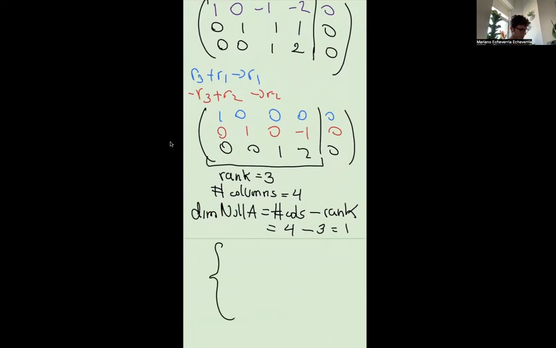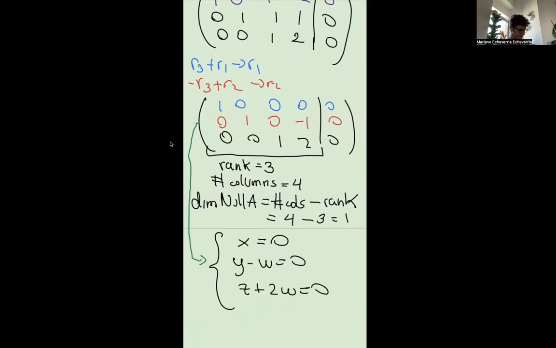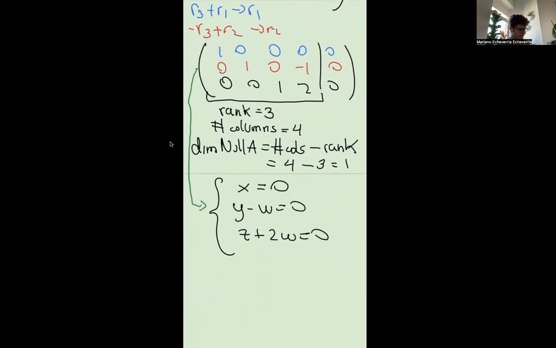How can you tell that? Well, you should write that back again as a system. So if you write this as a system, you get x equals 0, then y minus w equals 0, and z plus 2w equals 0. This one is easy, just telling you what the value for x has to be. x always has to be 0. This one forces y to be w, and this forces z to be minus 2w. So you see everything is determined by w.